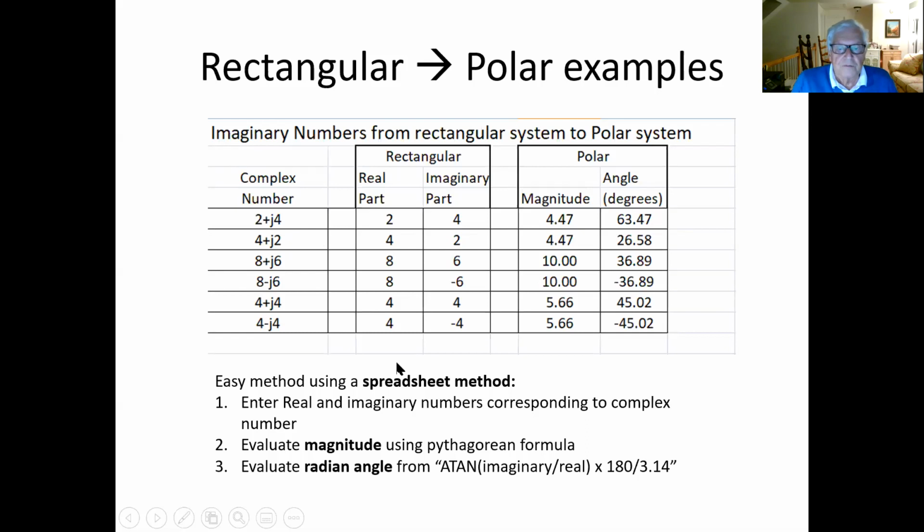Basically, it's very easy if you set this up in a spreadsheet, because you just have to put down the numbers here, figure out what the math is for the magnitude and degrees, and then replicate them down so you get them all. You enter the real and imaginary numbers and then evaluate the magnitude by the Pythagorean theorem and the angle from the arctangent of imaginary over real. Okay.